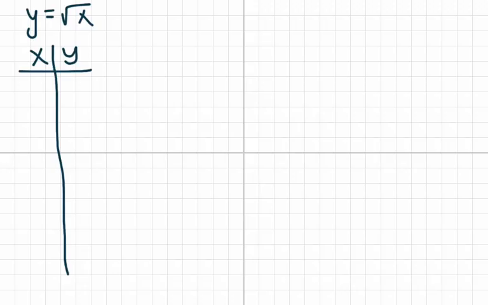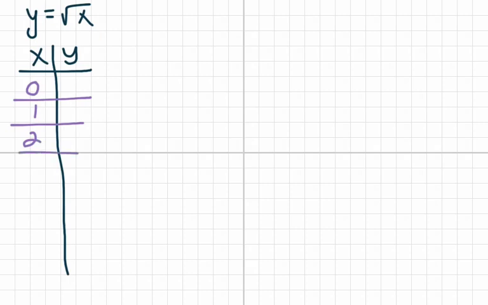So on my next slide here, I have a coordinate plane set up, and I have the parent function y equals the square root of x. And what we're going to do is plug in some numbers for x and see what we get out for y. Let's plug in x equals 0. We'll do x equals 1. We'll do x equals 2.